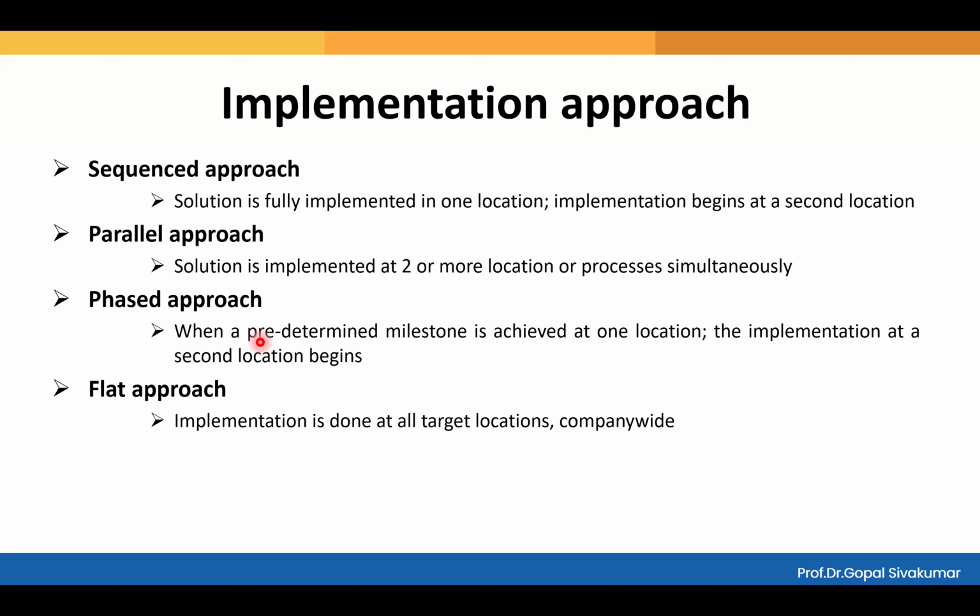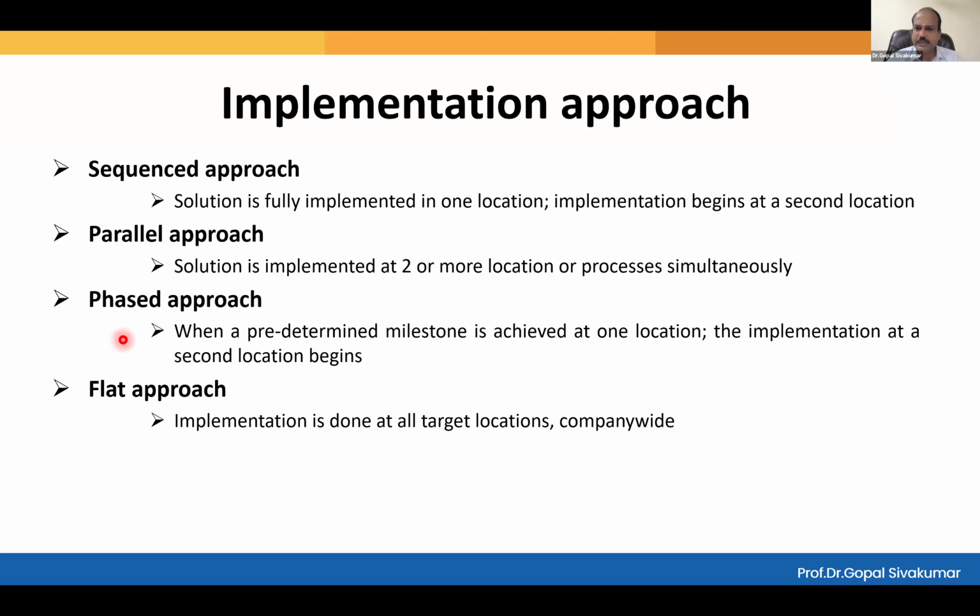And the implementation approach, what is written here is for the project managers, not for the Six Sigma belts. See here: sequenced approach, parallel approach, phased approach, flat approach. What this is actually talking about is, when you have to implement multiple solutions, how will you implement? You may follow a sequenced approach. Sequence means you go in a proper order, right? After finishing number one, you start number two. Parallel approach means 1, 2, 3, 4, 5 happening parallelly.